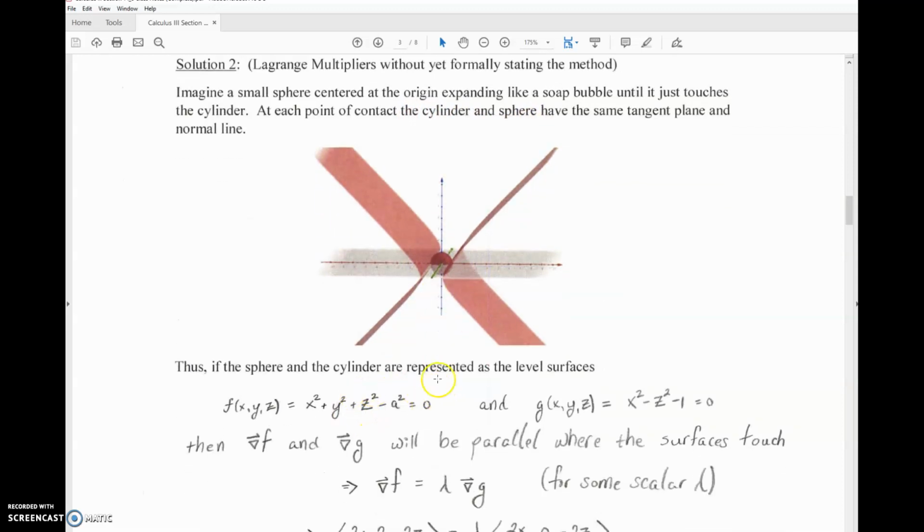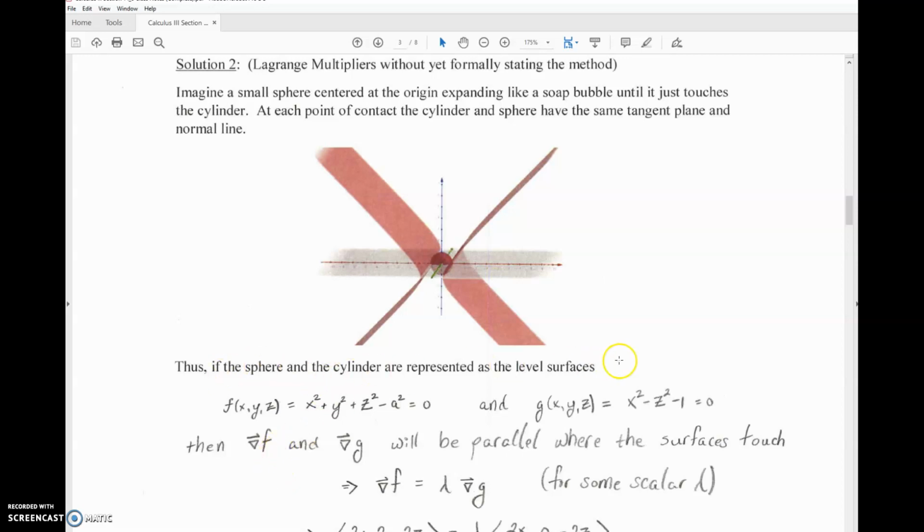So if the sphere and the cylinder are represented as level surfaces, so this is the sphere of radius a, right? So f of x, y, z is x squared plus y squared plus z squared minus a squared equals 0. And g of x, y, z is the hyperbolic cylinder, x squared minus z squared minus 1 equals 0.